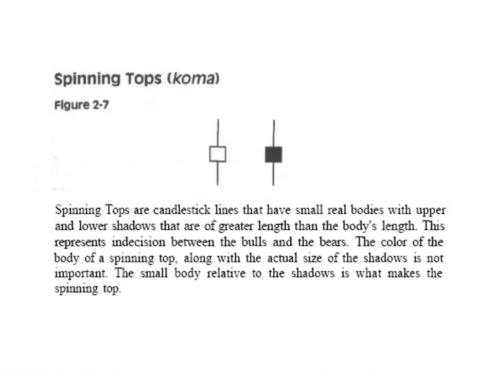Then this is the second type of candlestick, spinning tops. Spinning tops are candlestick lines that have small real bodies with upper and lower shadows that are greater in length than the body's length. This represents indecision between bulls and bears. The color of the body of a spinning top, along with the actual size of the shadow, is not important. The small body relative to the shadow is what makes the spinning top.